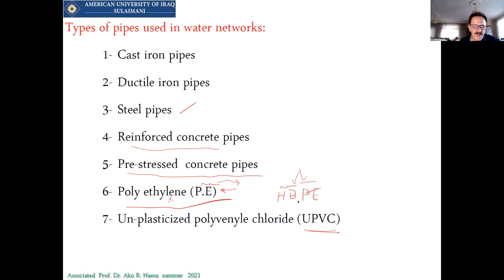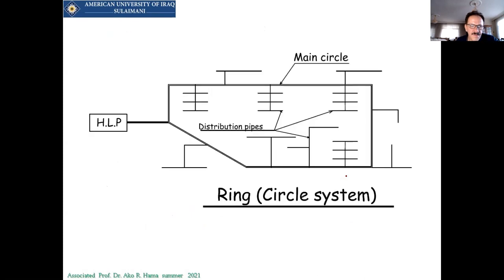And this will be plastic polyethylene. This is the unplasticized polyvinyl chloride. This is usually used for sewers and drains. Okay, they have thin layer thickness.